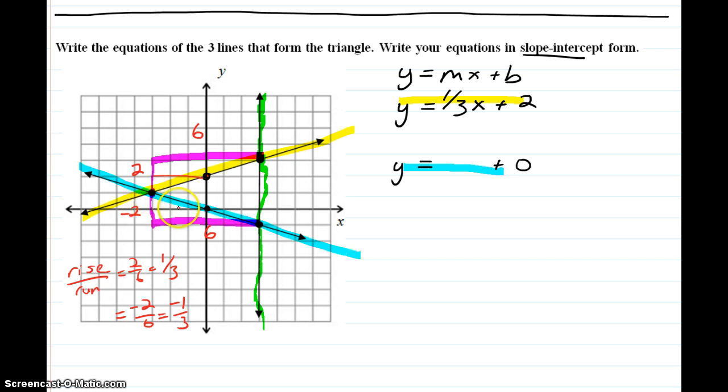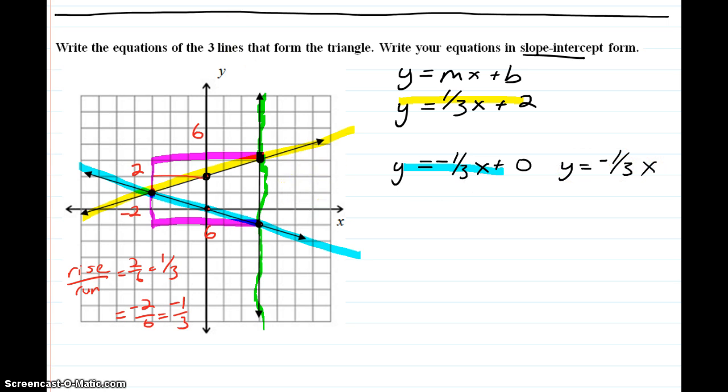So if I go down 1 to the right 3, I land on my y-intercept. Down 1 to the right 3, I land on my other dot. So that means that's the correct slope. So it's negative 1/3 x. And so you can write y equals negative 1/3 x plus 0, but the 0 really isn't necessary. So more than likely, you want to write y equals negative 1/3 x.